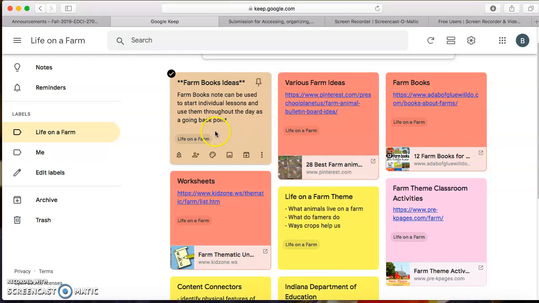For my farm books, I said that could be used to start individual lessons, and you can use them throughout the day as a point to go back to. And then over here in pink is just extra farm theme classroom activities. That's anything from games to worksheets and just anything else you can do.